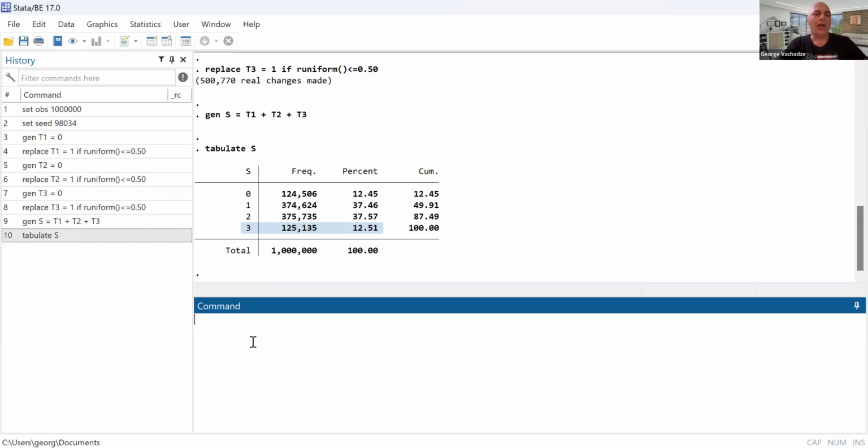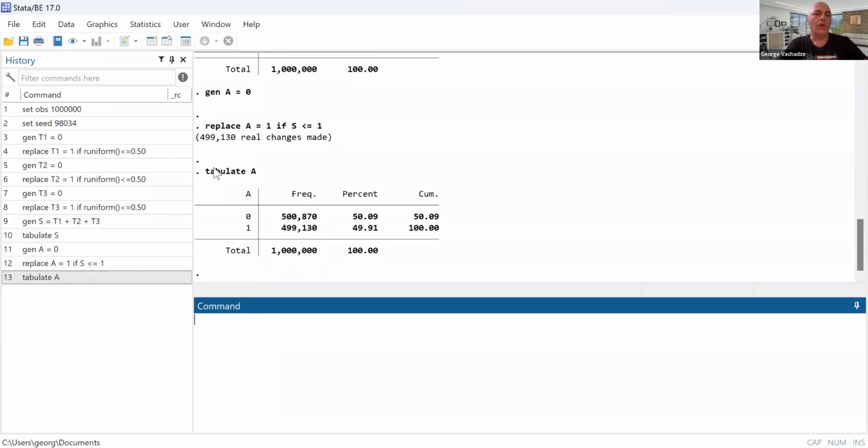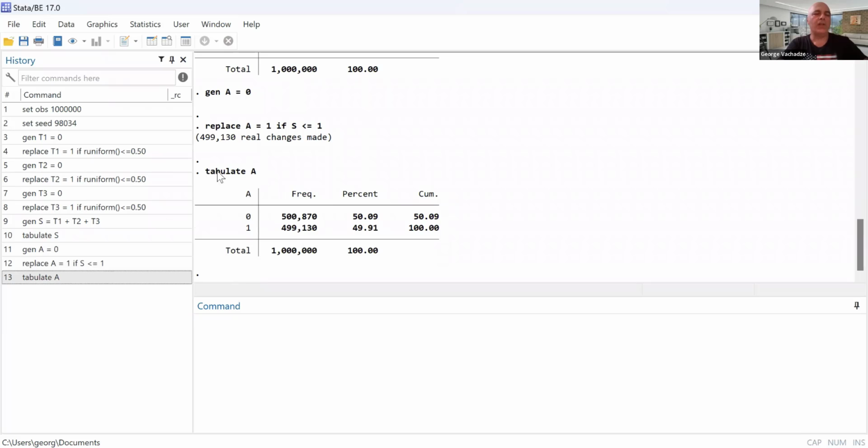So let's run this small program. We tabulate the frequency table for A, and we get the probability that A occurs. A equals 1 is almost 50%, 49.91%. So that answers question 3.1 A, the probability of event A.